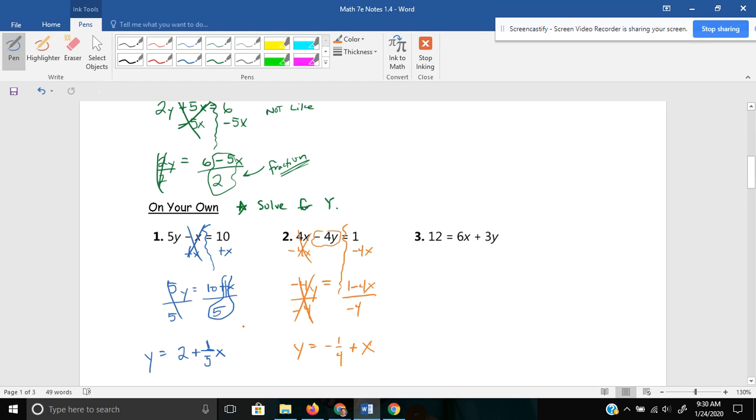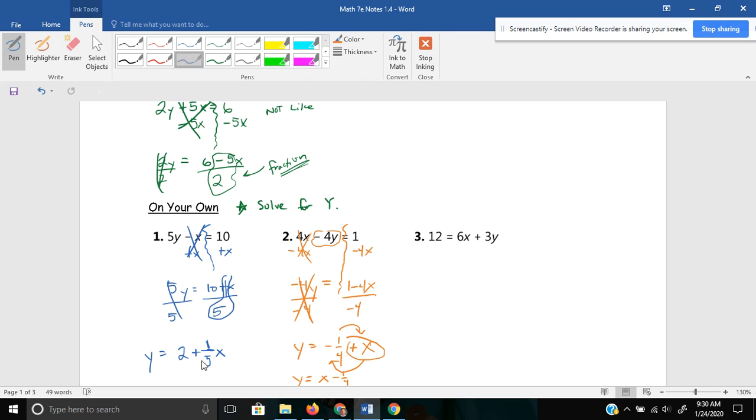Realize I could switch the order of these around if I want to. So this is the same thing as y equals, remember to keep your signs straight. This is positive x, and this is negative 1/4. So x minus 1/4. These two are the same. Negative 1/4 plus x, or x minus 1/4. My 1/4 is still negative, and my x is still positive.